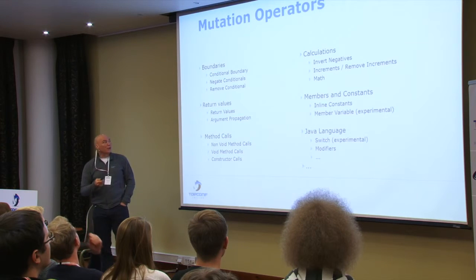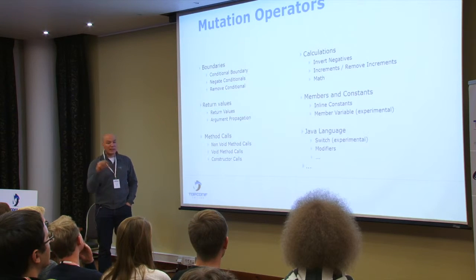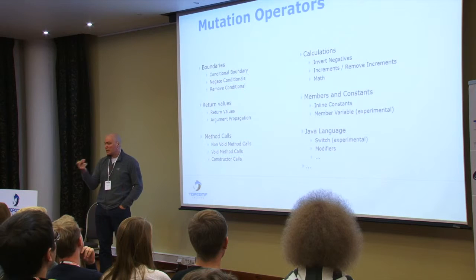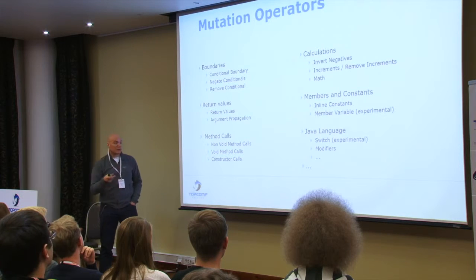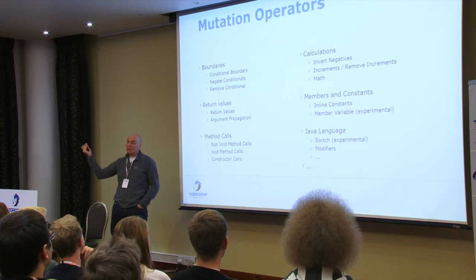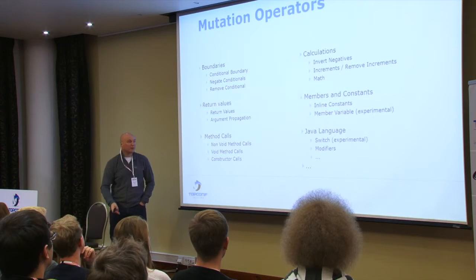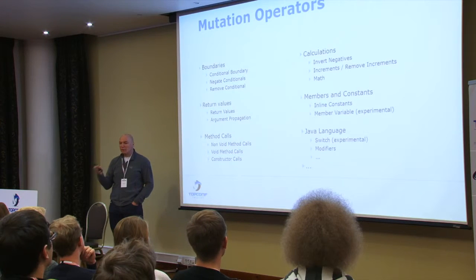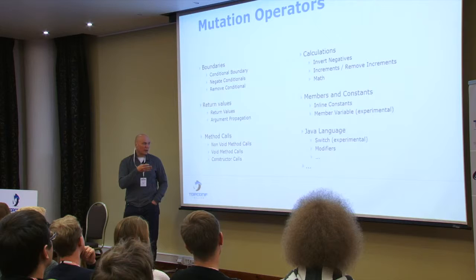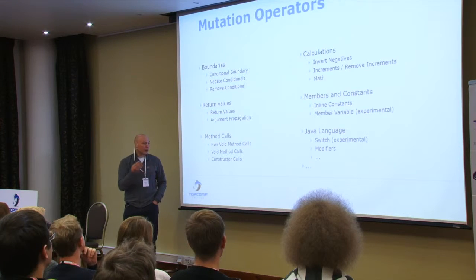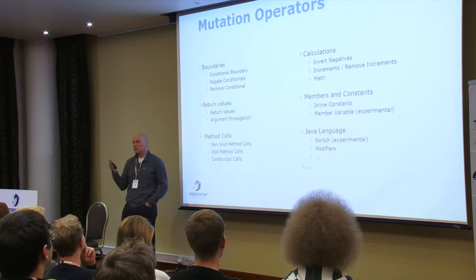So what are typical mutation operators? Well, you have boundaries, conditional boundaries, negate conditionals, like the exclamation mark, for instance. Remove conditionals and replace them with constant values, like true and false. Return values, return null instead of the actual object. Argument propagation is like getting the input value and immediately returning it. Method calls, remove method calls. Non-voids, remove non-void method calls and replace them with a value. Remove void method calls, remove constructor calls and replace them with null.